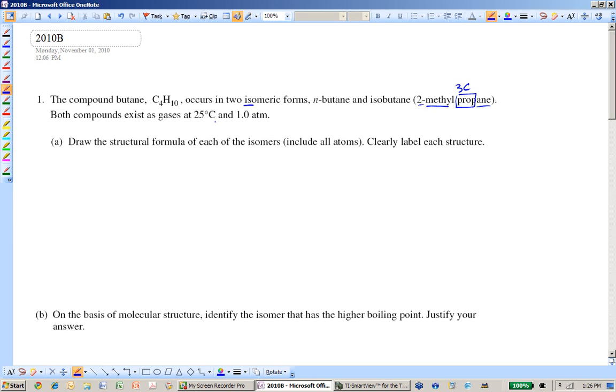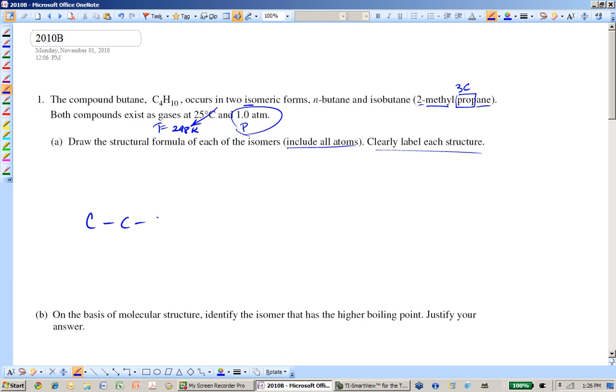They may have the book and not know that nomenclature lesson's in there, and that piece of it's really good for you to do. All right, so both compounds exist as gases at 25 degrees Celsius. I'm going to do that just in case I need it, and that is what temperature would equal, and then here's what pressure would equal, because I feel a Pivnert coming on. Draw the structural formula of each of the isomers. Include all atoms. They weren't kidding about that. Include all atoms. Clearly label each structure. Okay, that's pretty clear directions.